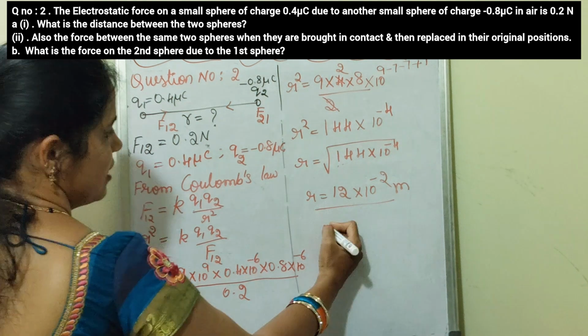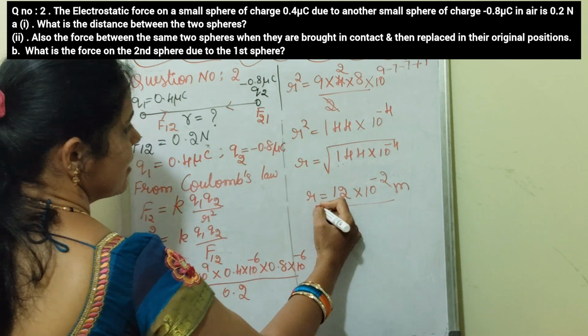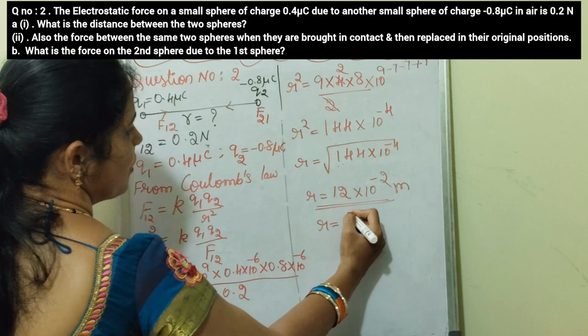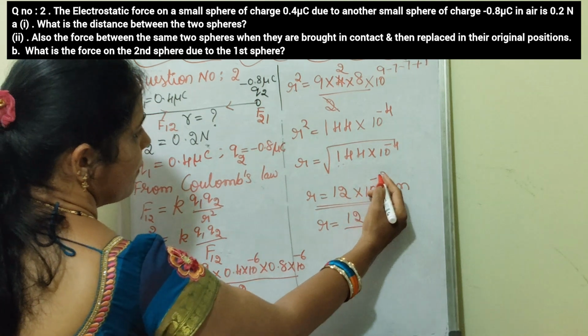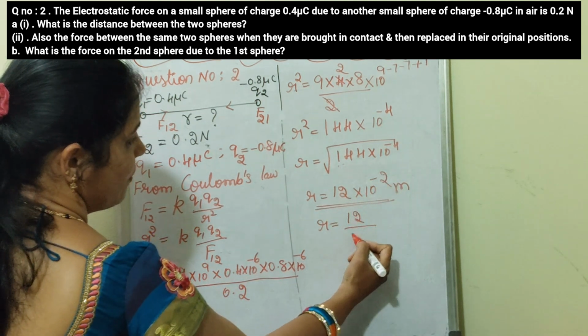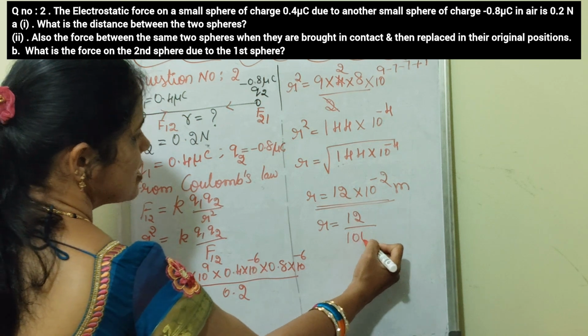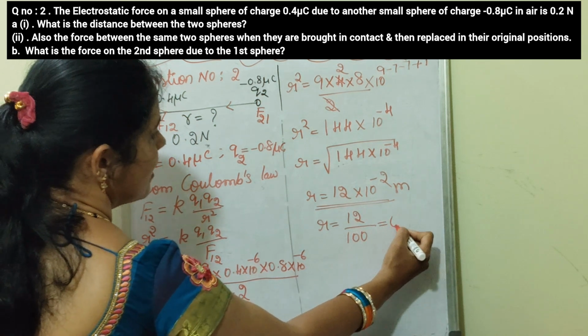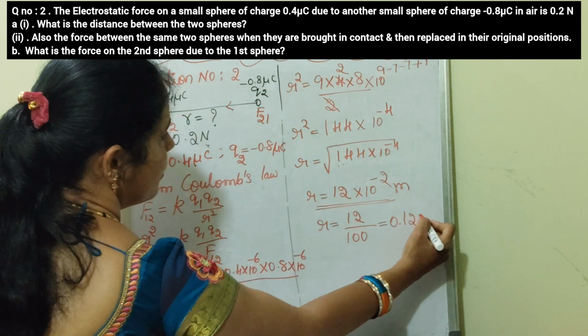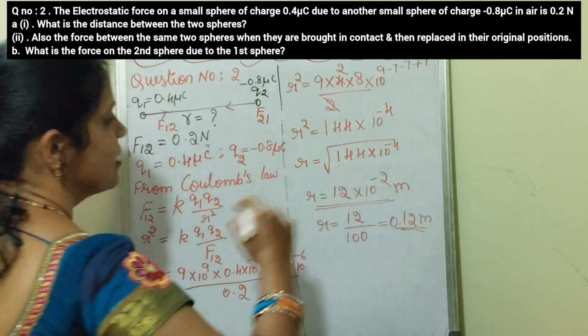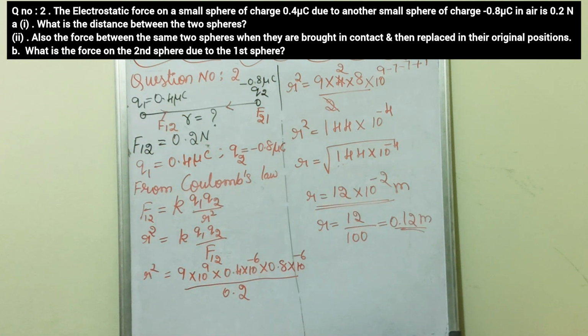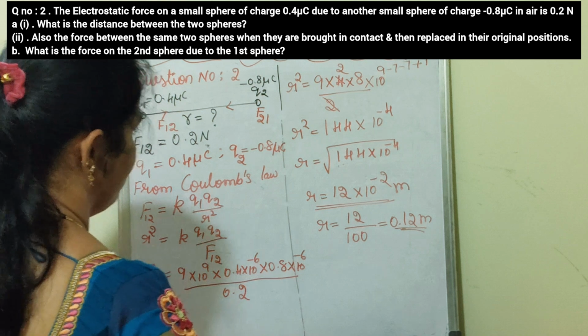Is it clear, student? Or you can also write like this. R is equal to 12 into 10 to the power minus 2; when it goes to the denominator, it is 10 to the power 2, which is 100. 12 by 100 is 0.12 meter. Right? So, like this, you have to calculate the distance between two charges: 0.12 meter.